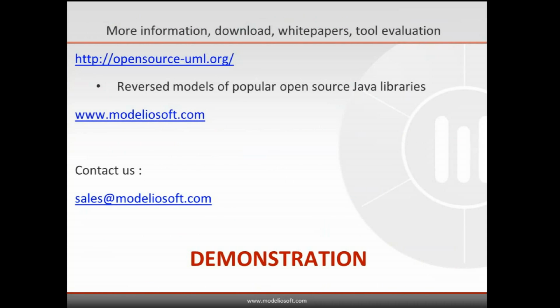If you want more information, there is the interesting website called opensourceuml.org, and here you can see reverse models of popular open source Java libraries. They are reversed using Modelio, and they are stored in model fragments, and also you have Java documentation provided on this website.